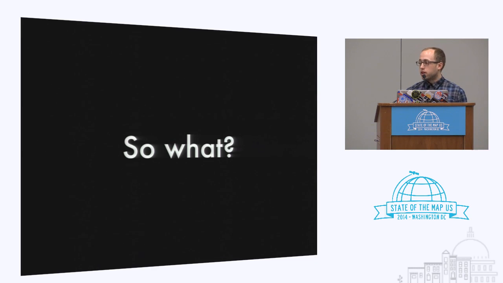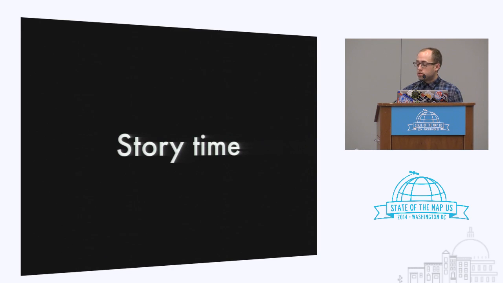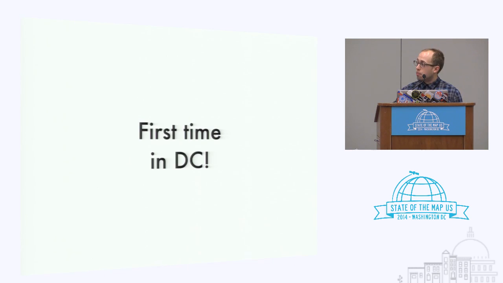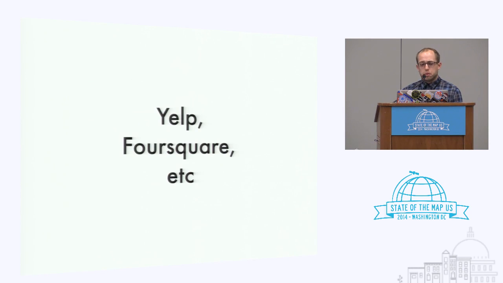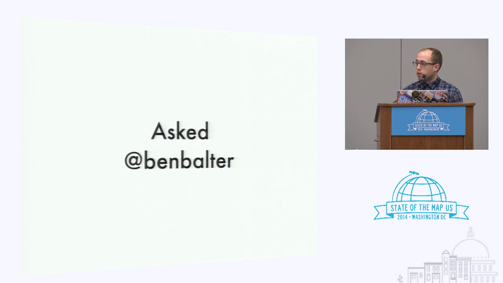So why does any of this really matter? Well, first let's talk about a quick story. This is my first time in Washington, D.C. Actually, also my first time at State of the Map. But I got here a bit early, and I was looking for a place with both Wi-Fi and beer. Wanted to sit down and work as I could drink a beer. So Yelp actually turned out to be banned in my hotel, which was weird. Every time I opened it, it just didn't load. Foursquare wasn't giving me back good information. So I asked a friend of mine, a coworker, who many of you might know, Ben Balter.